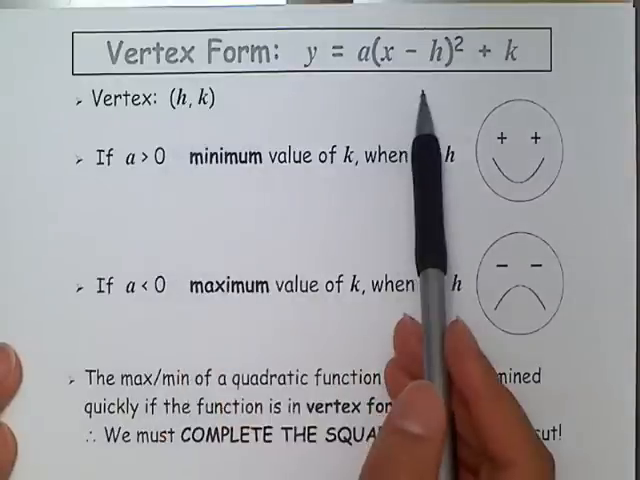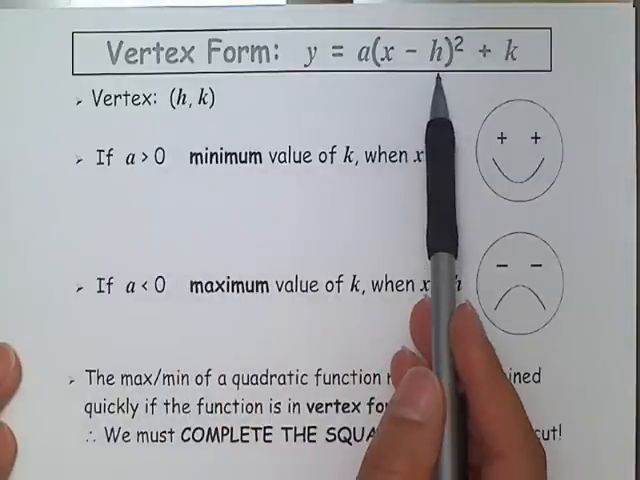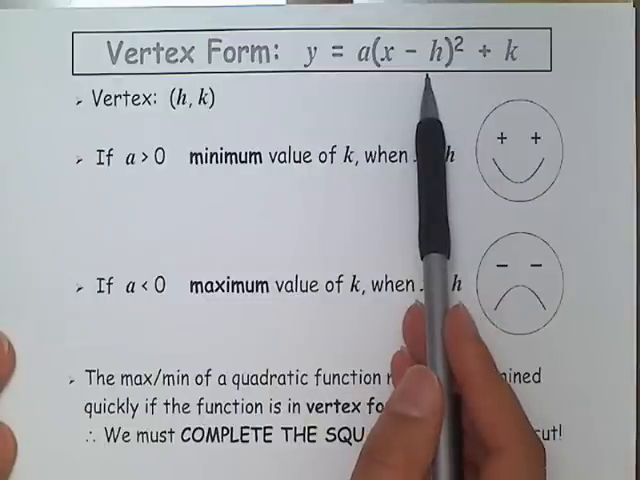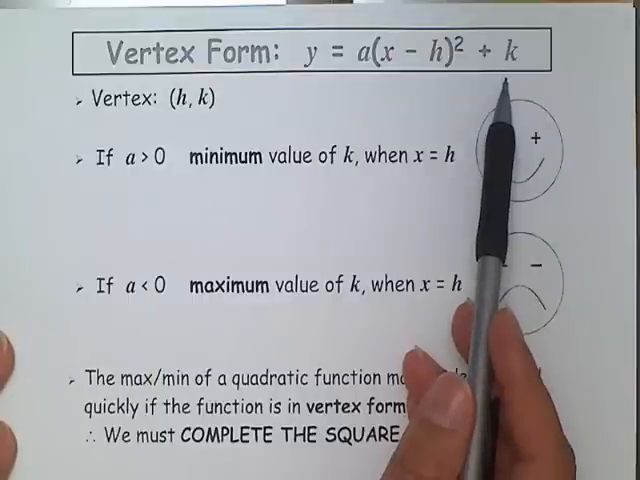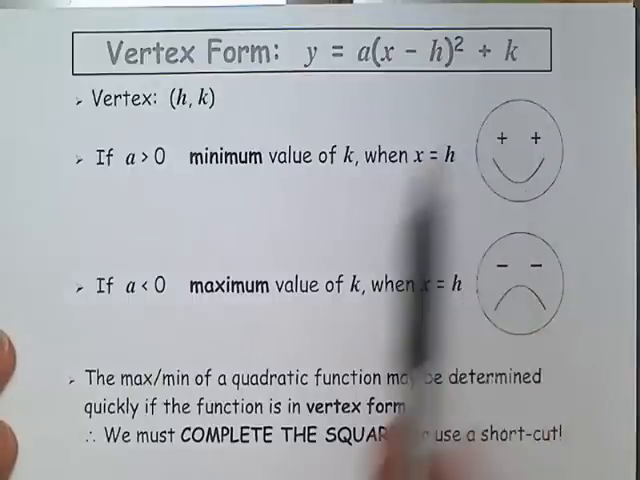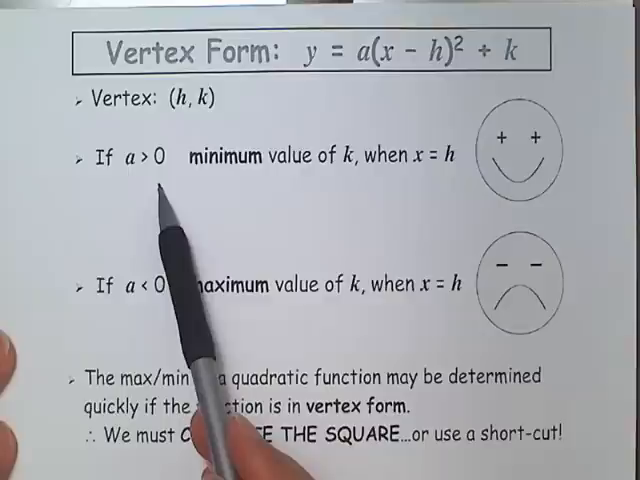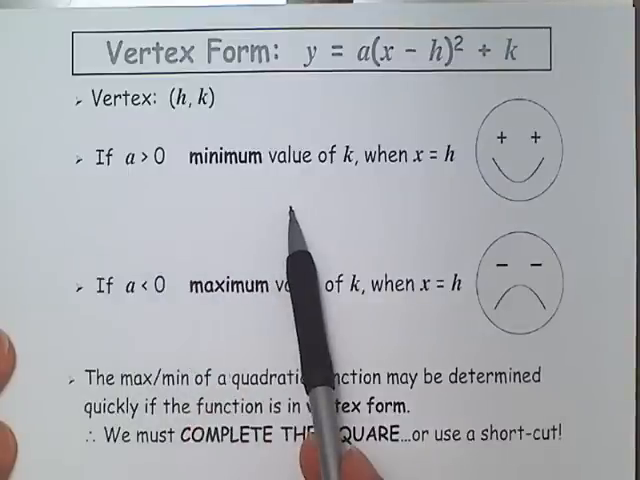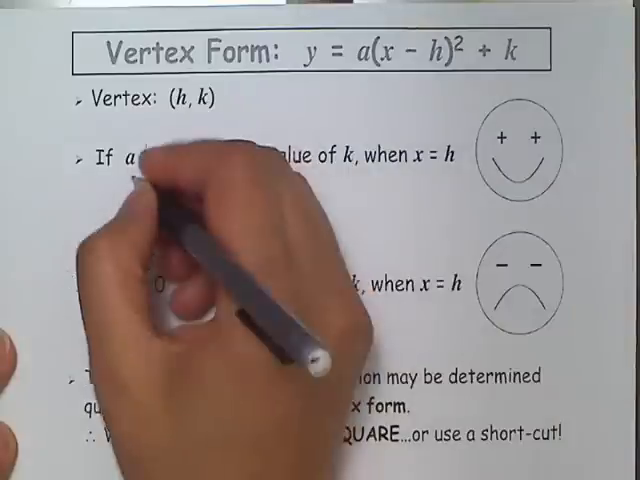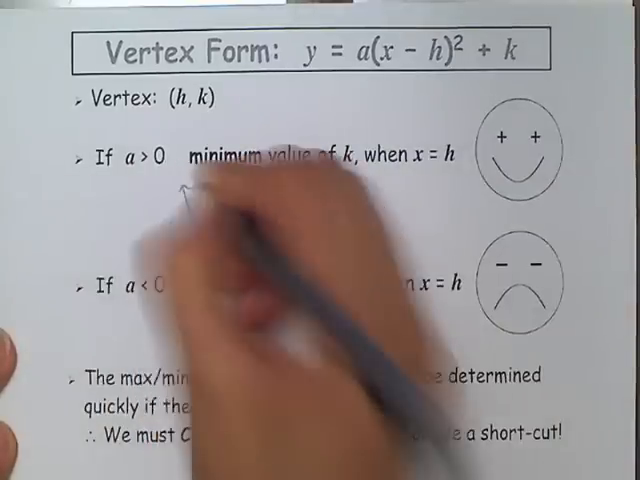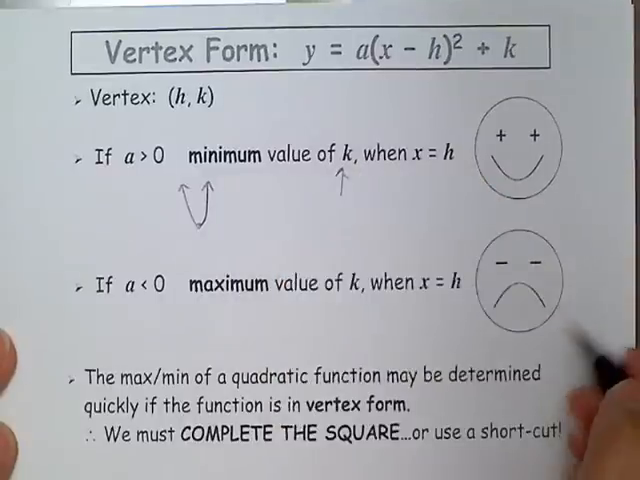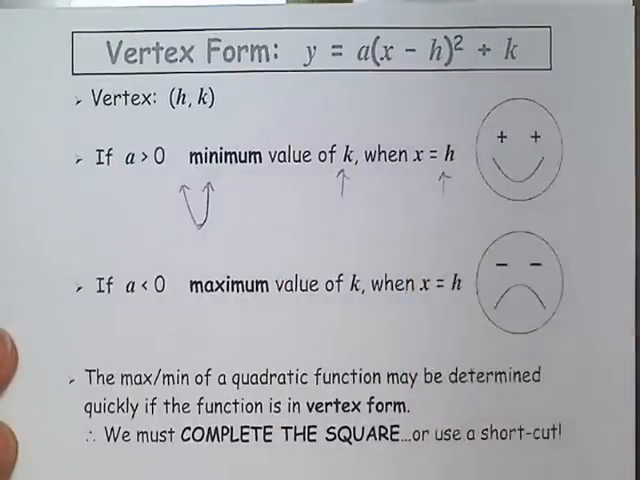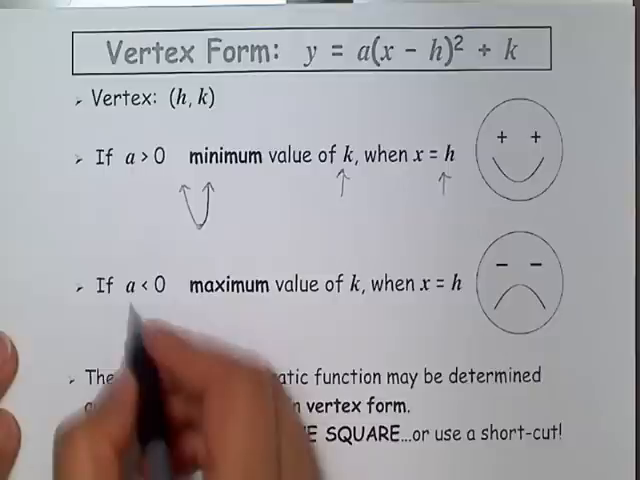In terms of the vertex, when the equation is in vertex form, it's very easy to see where the vertex is. The horizontal shift tells you what the x-coordinate of the vertex is, and the vertical shift tells you what the y-coordinate of the vertex will be. If a is greater than 0, so if the value of a is positive, you have a minimum value of k. So if you know that the parabola is opening upwards, then the minimum value is the y-coordinate, and that happens at the x-coordinate, which in this case would be h.